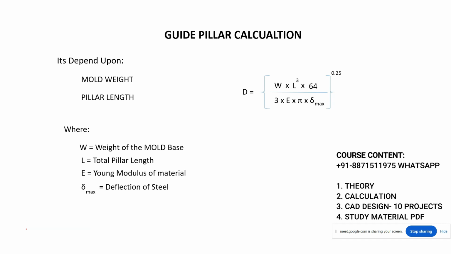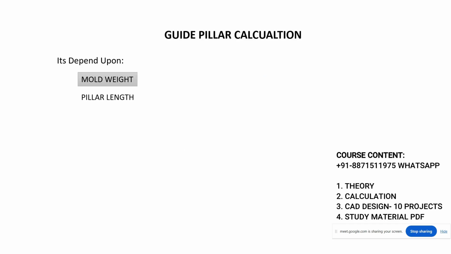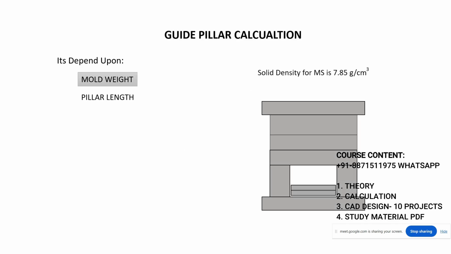For example, we have a 1 mm dimension. In a 1 mm dimension, there is a possibility that the material will deflect around 10 micron, right? So we have to assume that it can deflect also. Now, what is the meaning of mold weight? It depends upon the solid density. Now we have to put in the solid density for calculating the mold weight, right or wrong?